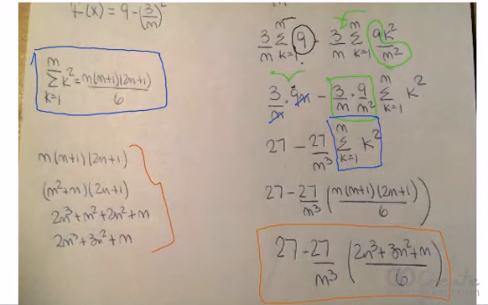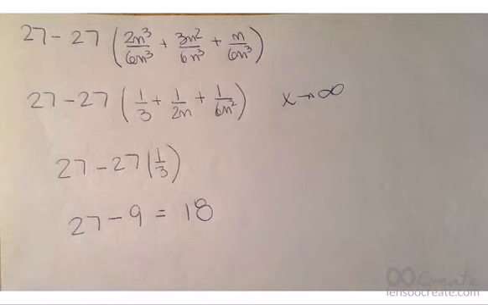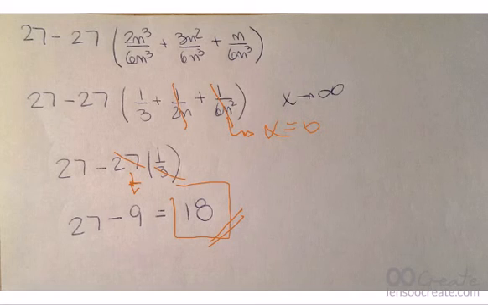That's the Riemann sum. After that, they're asking us for the area when n is approaching infinity. What I did for that is just set n to infinity, so 1 over n equals 0. So that's what I did for everything. This 0 cancels this, this 0 cancels this, and then I was only left with 27 minus 27 times 1/3. So I took a third, and that was 9. Then 27 minus 9 was 18. And that is the area.